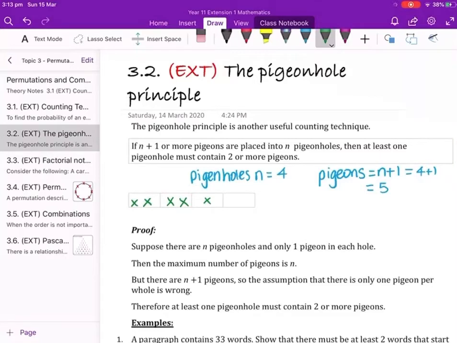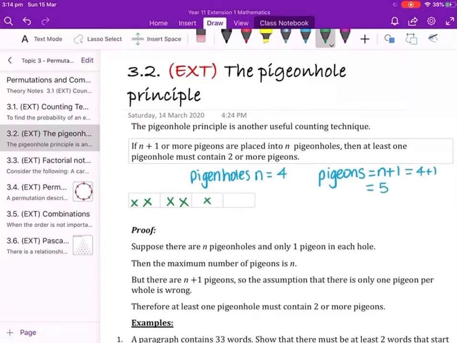Now, if we look at this, we have 5 or more pigeons placed into 4 pigeonholes, then at least one pigeonhole must contain 2 or more pigeons. Now, it's totally okay that our 4th pigeonhole is empty because we still have at least one pigeonhole containing 2 or more pigeons, and that is true for both our first and our second pigeonhole.